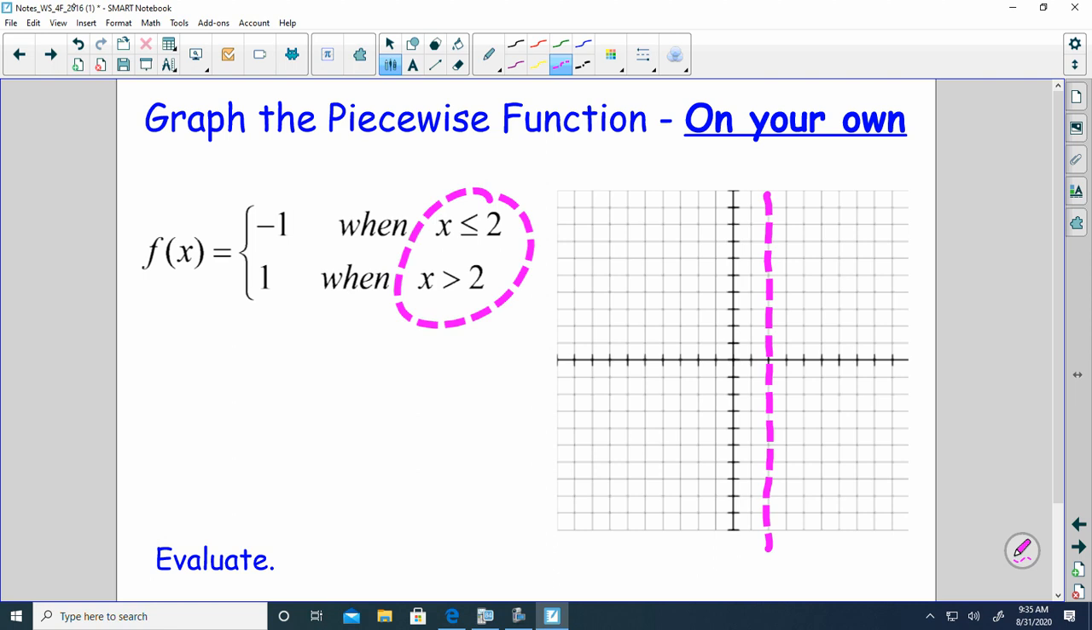So that's where our graph is changing direction. So this top one, we have a horizontal line at -1, but we are going to be down here. So I'm going to be a solid dot because I have the equal sign. I want values that are less than 2. So that's what this first one looks like. The second one, I'm going to have an open dot at 1.